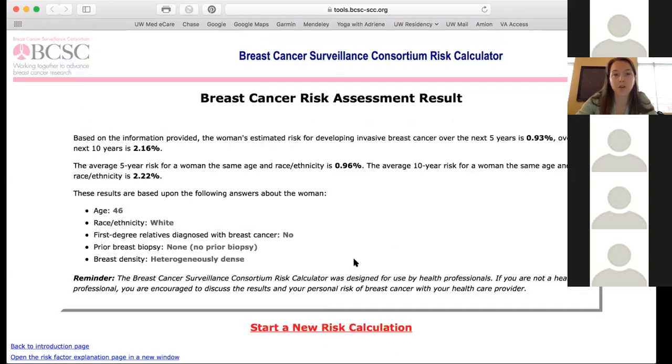Okay, so we'll calculate risk, and this is what it will pop up with. It tells you your 5-year breast cancer risk and 10-year breast cancer risk. Of course, these are estimated, and then it will also tell you here what this woman's average risk would be. So if all things were equal for this woman at the same age and race, this would be her 5-year risk, and this would be her 10-year risk. So you can just see, this was a made up person, of course, but what they are compared to average.